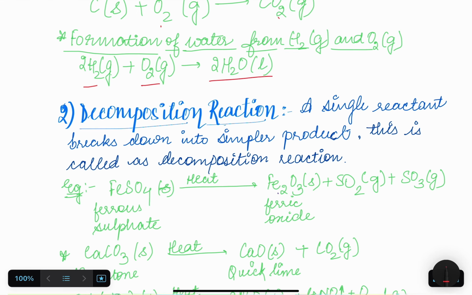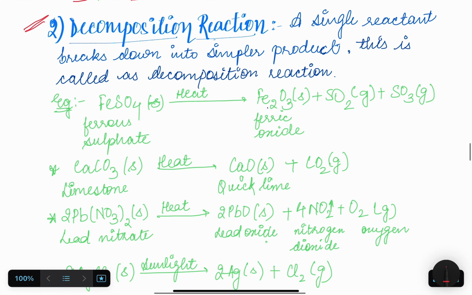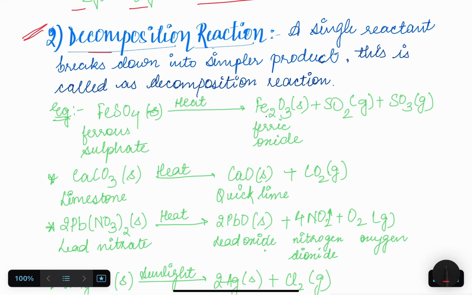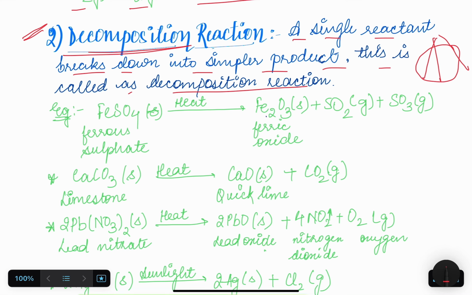Now let's move to the second type, that is decomposition reaction. Decomposition, as the word suggests, means a single substance is going to decompose into smaller two or three parts under the presence of heat. A single reactant breaks down into simple products. This is called decomposition reaction.